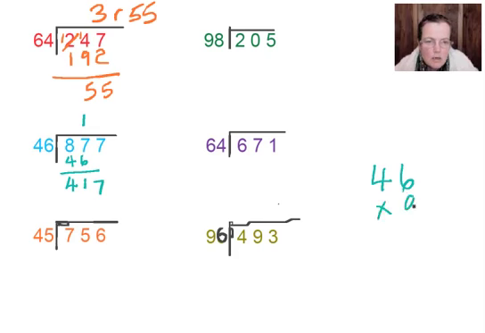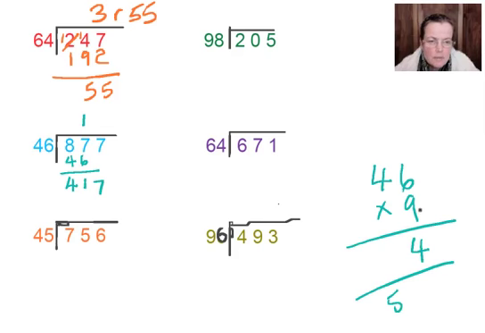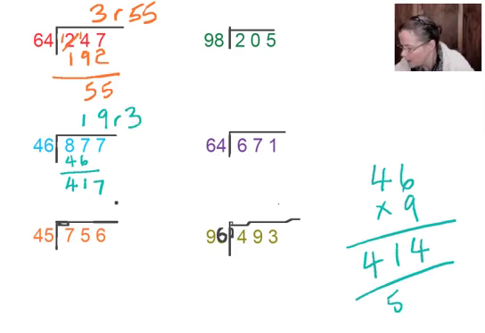46 times 9. Never be afraid of lots of workings, it's absolutely fine. 6 times 9 is 54. 4 times 9 is 36, and 5 is 41. So that would go in 9 times. So 41 would give us remainder 3, wouldn't it? Remainder 3. Let's check our answers. See, I got it right. We did. Now let's do the next one.